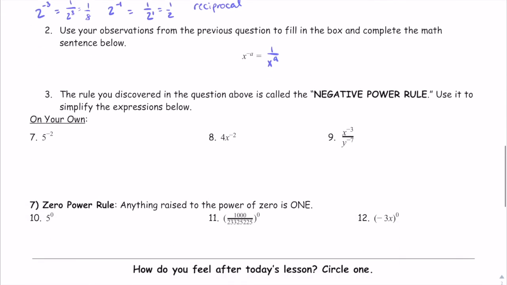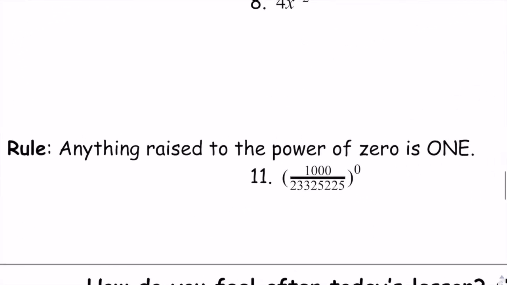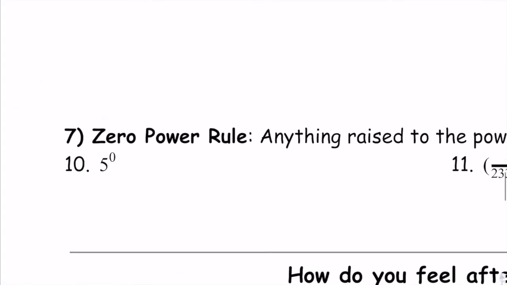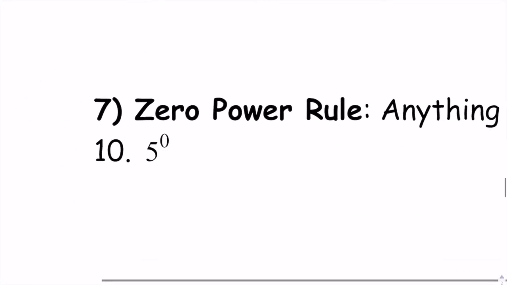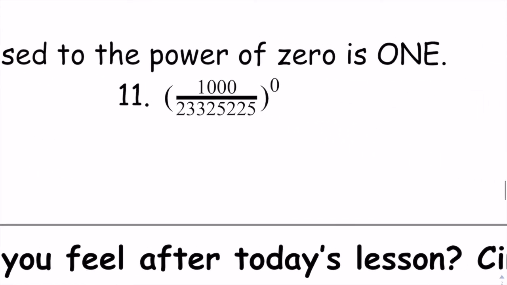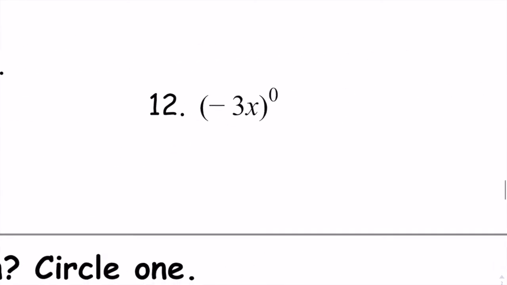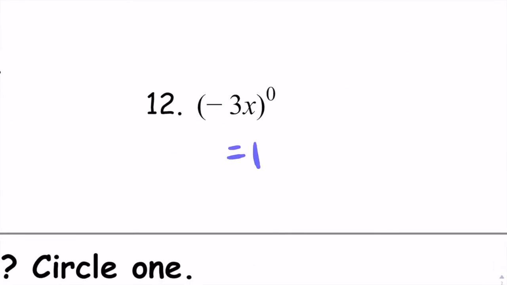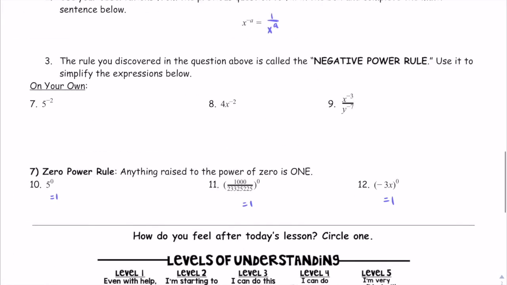Okay, so the 0 power rule. Anything raised to the power of 0 is always 1. As I said, it's the most difficult one. 5 to the 0, 1. This fraction to the 0, 1. Negative 3x to the 0, 1. That's it. So anything raised to the power of 0 is always going to be 1, no matter what. That's probably the easiest one.